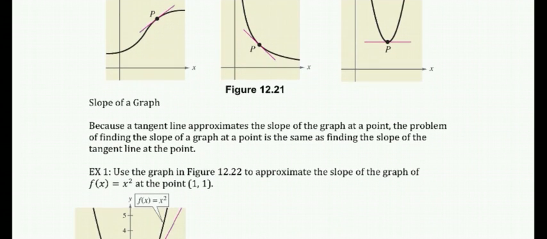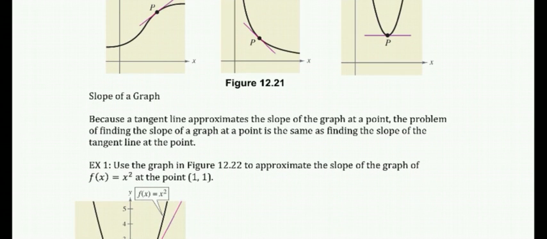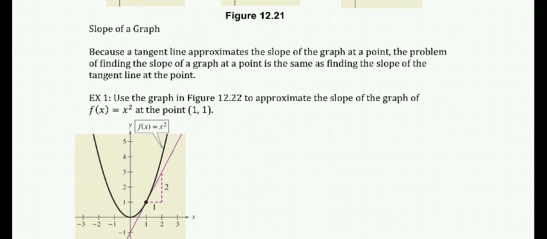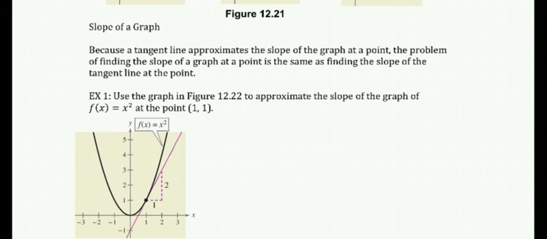So, let's talk more about the slope of the graph. Because a tangent line approximates the slope of the graph at a point, the problem of finding the slope of a graph at a point is the same as finding the slope of the tangent line at that point. In this example, we're asked to use this figure to approximate the slope of the graph of f of x equals x squared at the point (1, 1).